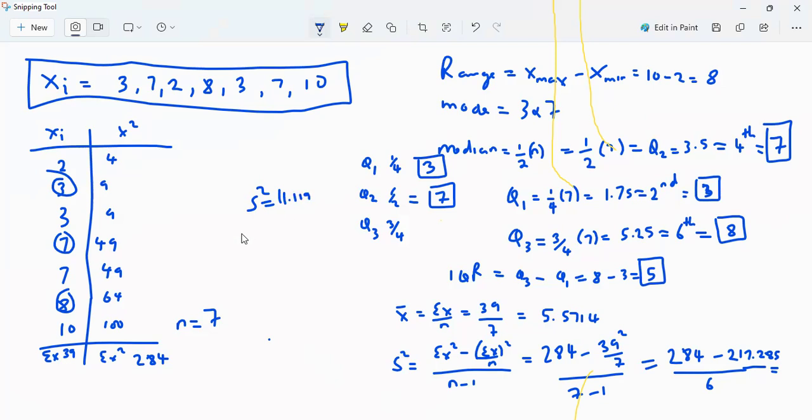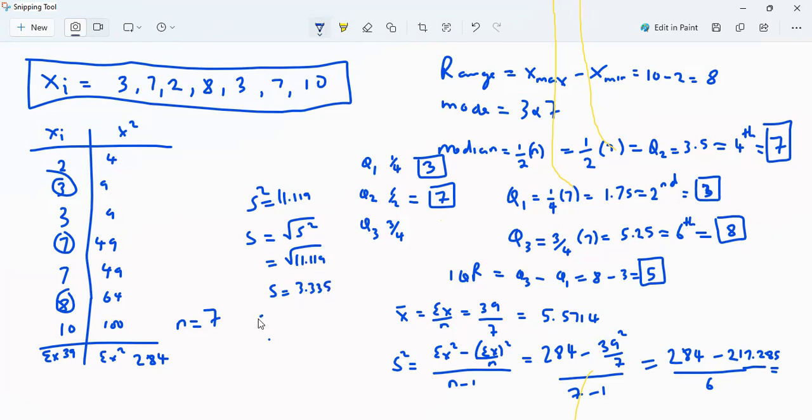Then the standard deviation is when you square root the variance. So what's the square root of 11.119? What is the standard deviation? 3.335.